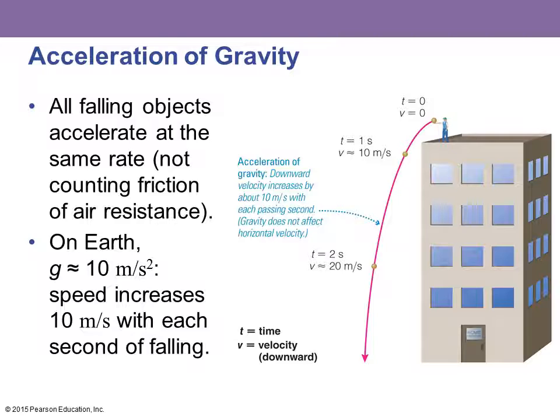All objects will accelerate as they're falling. Again, depending on the object you throw it from, Earth, from Mars, from Venus, from an asteroid, that gravitational constant will be different. But on Earth, it's about 10 meters per second squared.